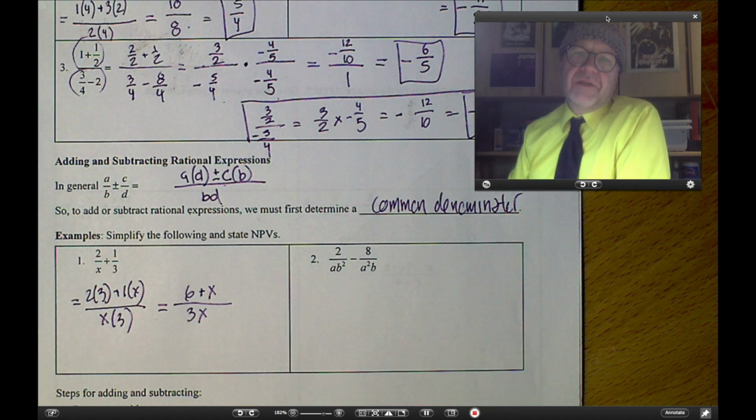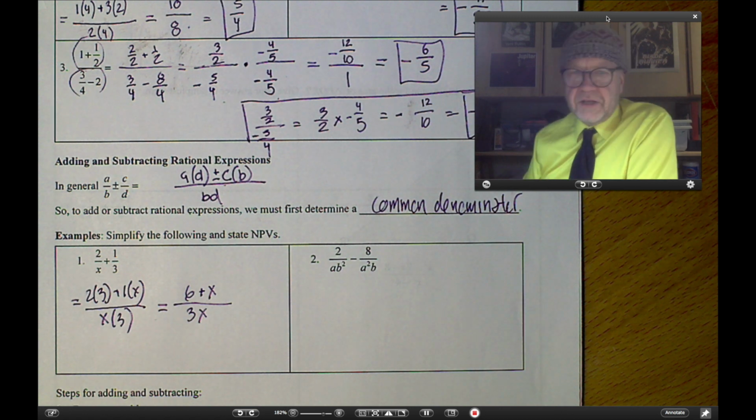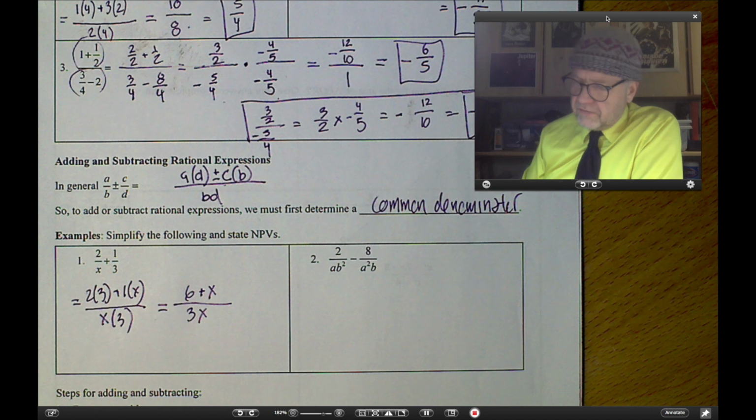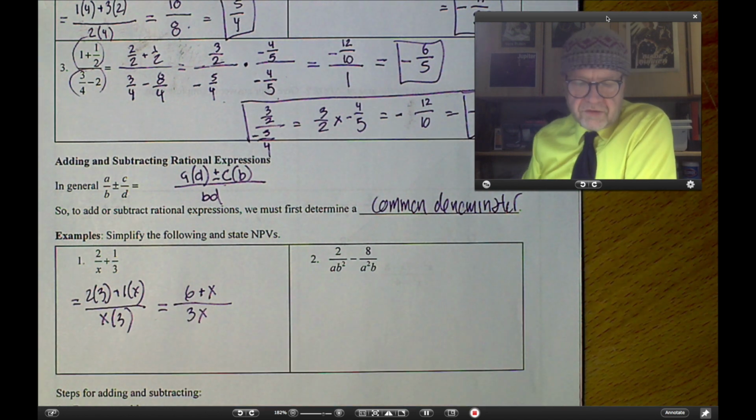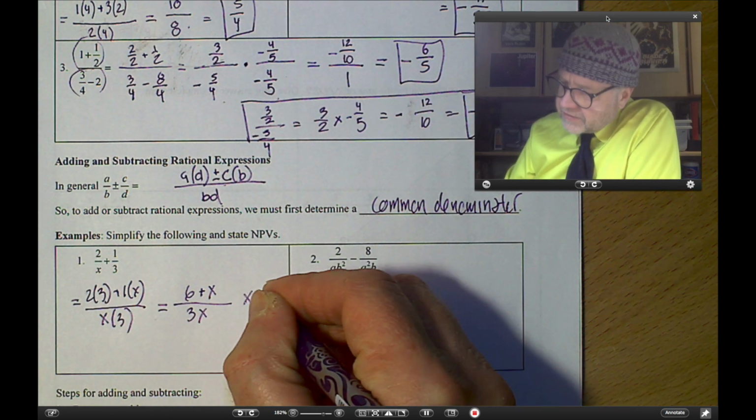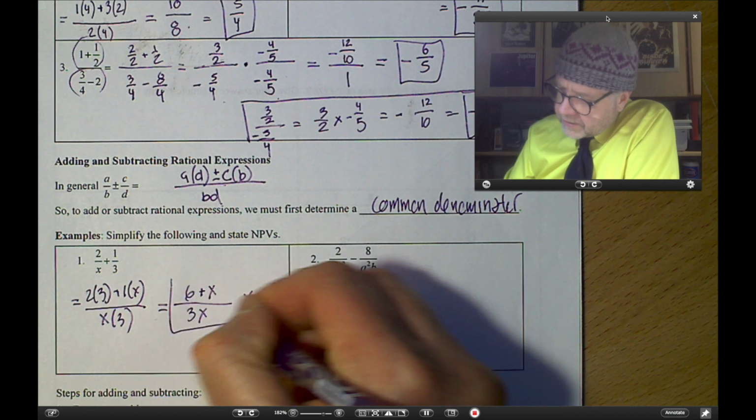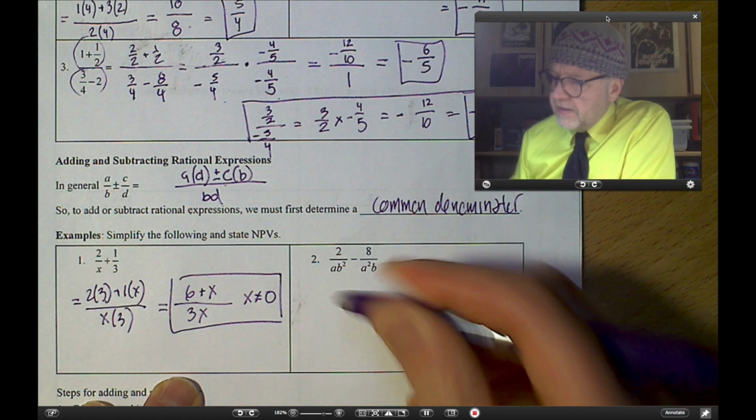But now that we're dealing with x's and y's and variables, we have to look at the non-permissible values, the restrictions on the value of x. And if you look at x down here, of course, you know immediately that x may not equal 0, so we have to state it explicitly. All right, and there is your full, complete, simplified answer. Boom.